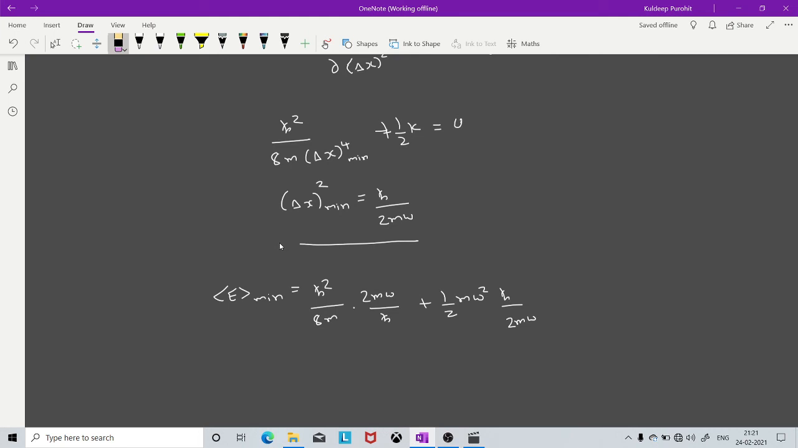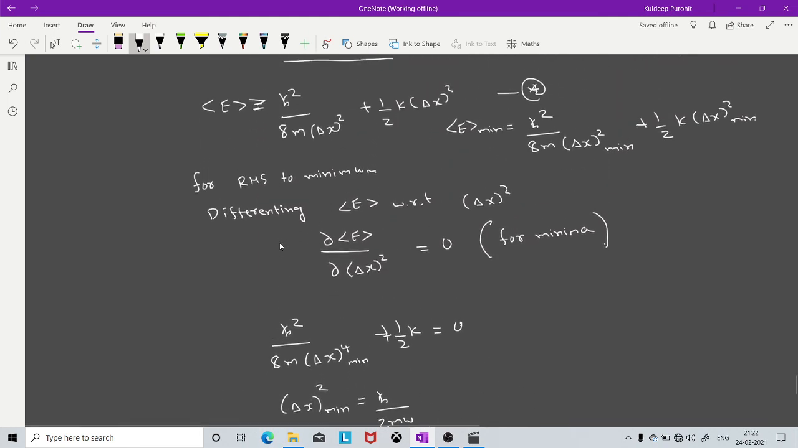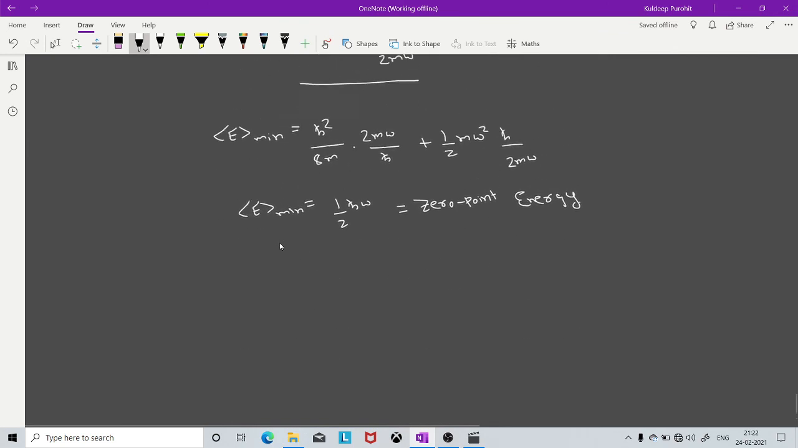So you will calculate that your minimum energy using Heisenberg's uncertainty relation will be half h cross omega, and this is nothing but the zero point energy. So you can explain the origin of zero point energy using Heisenberg's uncertainty relation. This is what this derivation says.